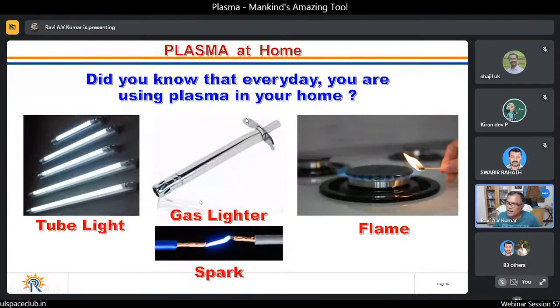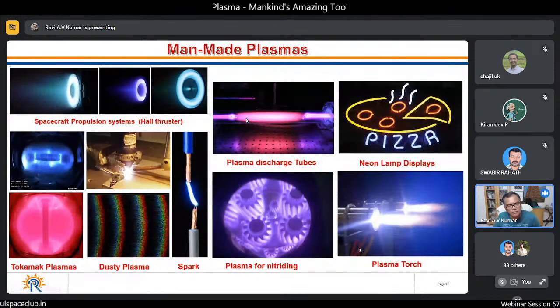So you have no escape from plasma. From the time you wake up in the morning, you are using plasma. Now let us look at some man-made plasmas. So you can see cutting and welding is the most popular kind of application here.